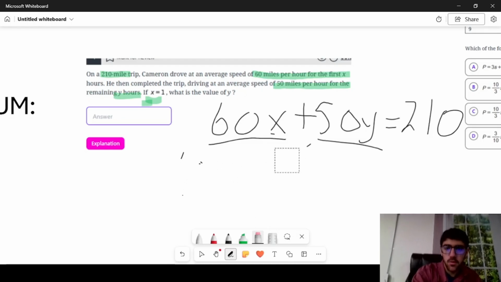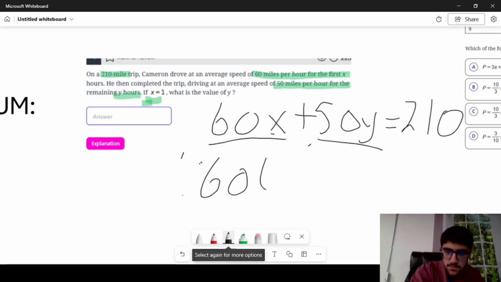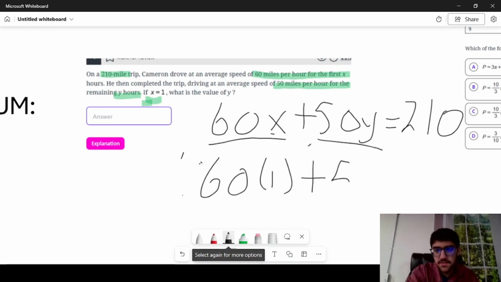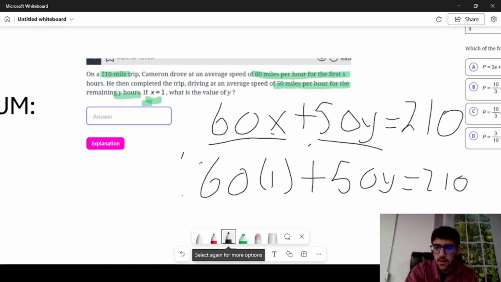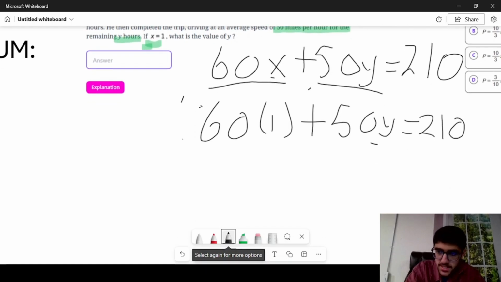So then from this, we are told x equals 1 to help us solve for y. So if x equals 1, you just plug it in. 60 times 1 is just itself. Anything multiplied by 1 is itself. Plus 50y equals 210. So now you will use the skills from our first video, which was a 1 variable, because now we only have 1 variable. If you guys need, you can go back and rewatch that or watch it for the first time.